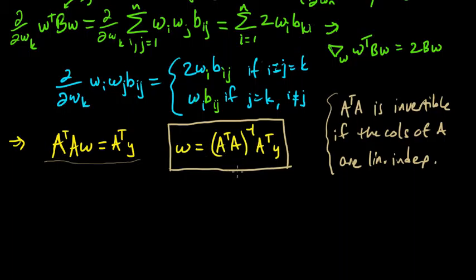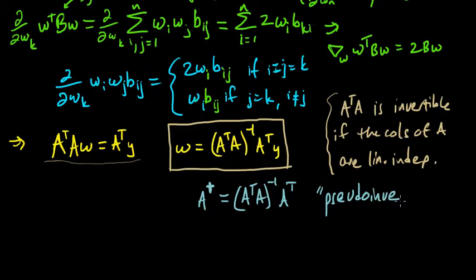And this thing, by the way, as an aside, let me mention this quantity here, A plus. Often it's denoted by A plus, or A dagger, is this A transpose A inverse times A transpose. And it's called the Moore-Penrose pseudo-inverse. It's a beautiful linear algebra thing. It's sort of like an inverse. It's sort of like the closest thing to inverting A in some sense.